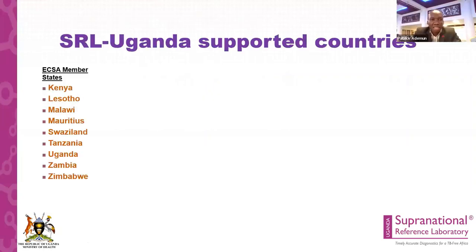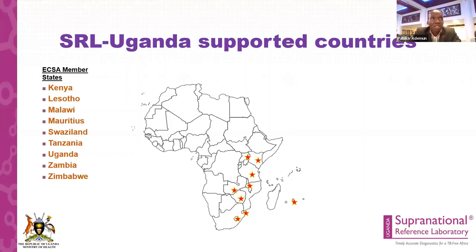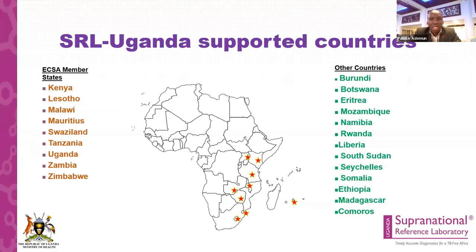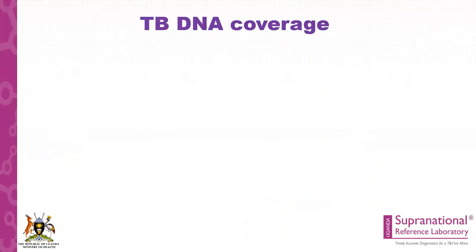Uganda SRL currently supports a total of 23 countries. Of those 23 countries, 9 are in the ECSA, the East, Central, and Southern African Health Community states, as listed on your left, including Kenya, Lesotho, Malawi, Mauritius. We also support countries that are not necessarily under the ECSA states, and those include countries like Burundi, Botswana, Angola, that might not necessarily be Anglophone speaking countries. That is the map of the countries that we support.